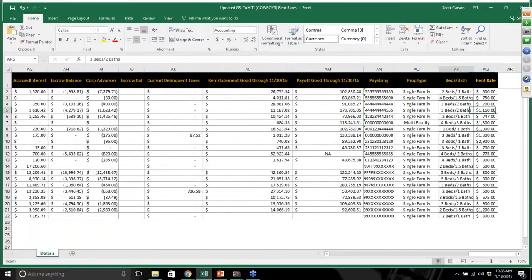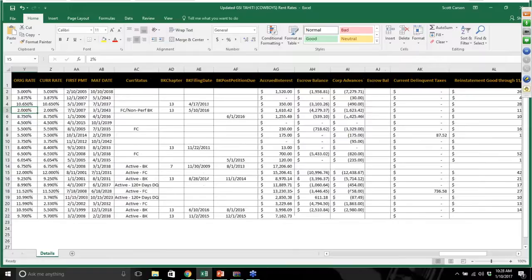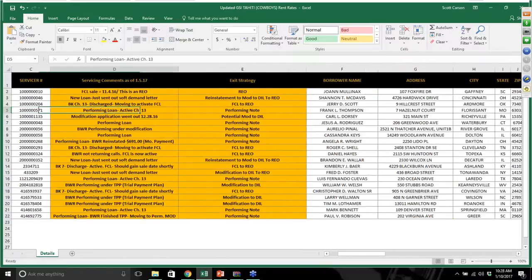well, maybe it isn't. Maybe you do foreclose on this. I was told it's a performing note. Hang on here. So it says performing loan, active Chapter 13. So their servicing notes may be non-performing. So that may be something you want to look at in the due diligence.